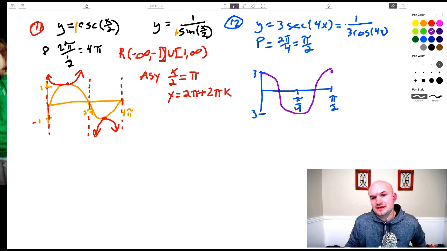And then again, if you look at these, you can see this is kind of splitting this up. So that is going to be half of pi over 4, which would be pi over 8. We actually really don't care about that point, so let's not even worry about it.